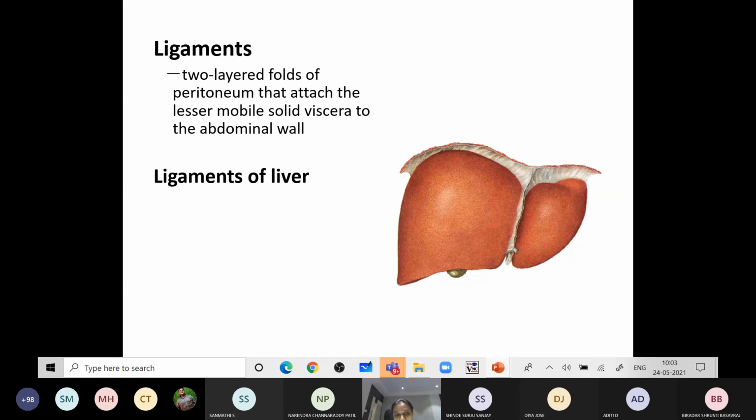So read today whatever I have taught, you read it today, because peritoneum is very important. You'll get so many important questions.